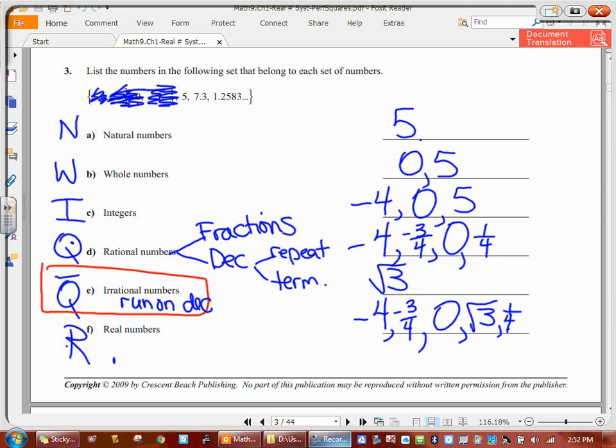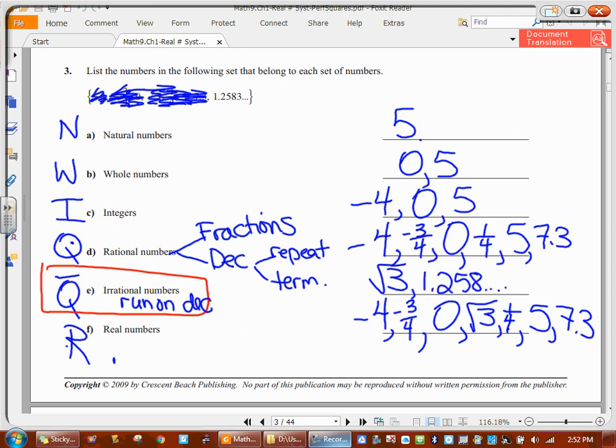Now we have a decimal. What kind of decimal? Terminating. A terminating decimal. So what kind of number? Rational and real. Good. So 7.3. All right, what kind of number do I have at the very end? Irrational. A run-on decimal, so that makes it the hat. It's irrational. So 1.2583 and so on. It's got to be part of this one and the box.